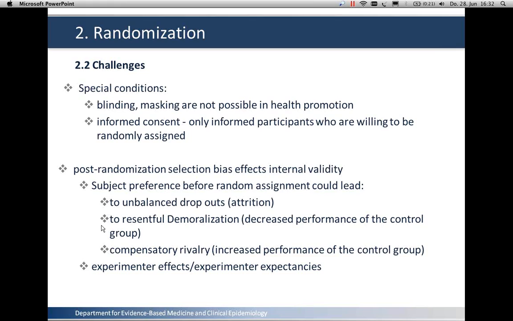And we have the experimenter effects because of the expectancies of the experimenter. Therefore, it's important that the ones who are testing, for example in the schools, don't know which is the intervention group or the control group. This is possible in health promotion evaluation. And it should be made clear that the one who is responsible for the program or the intervention isn't part of the evaluation team or has no important role to influence the evaluation.